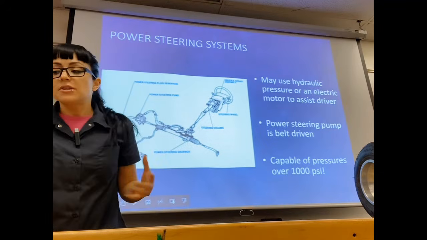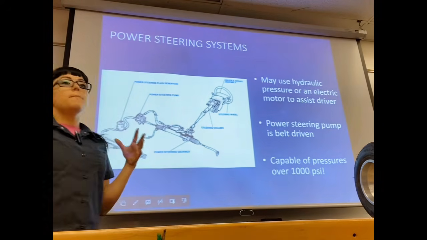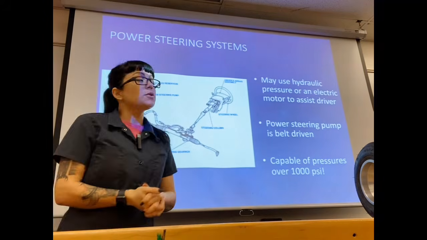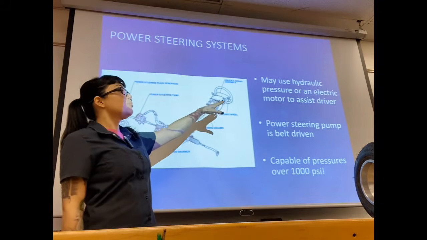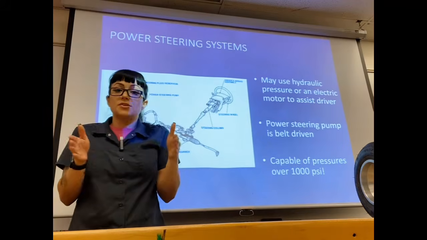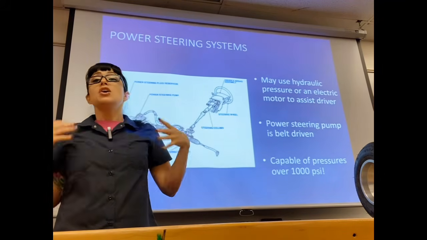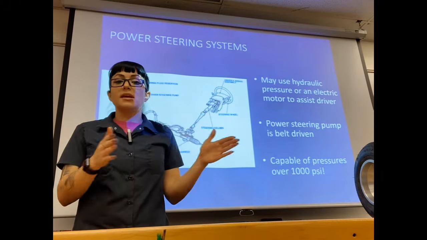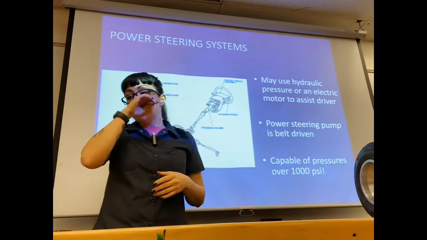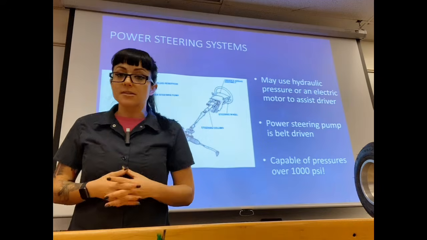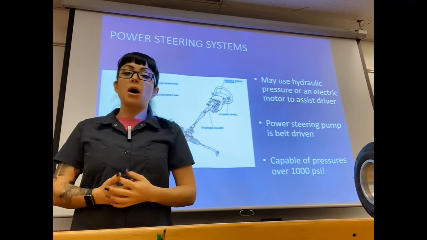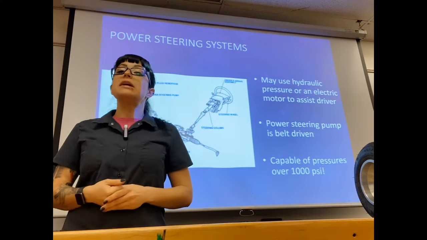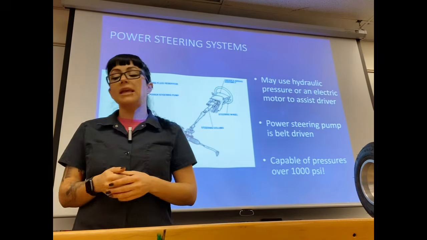Now with power steering systems, we have different ways of doing that these days. Older designs use hydraulic pressure to assist with your steering in one direction or the other. Newer designs are using an electric motor to assist in one direction or the other. So any type of hydraulic system is going to be driven by a power steering pump that is driven off of one of the accessory belts on the engine, or the serpentine belt.